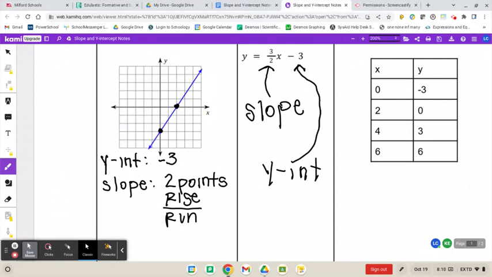So you're going to make a right triangle, and I do my rise over my run. So I go 1, 2, 3 boxes, and I go over 2 boxes. So my slope is 3 over 2. My y-intercept is -3, and then if you notice, that's how we write the equation of the line. So that's how you find the slope of a graph.